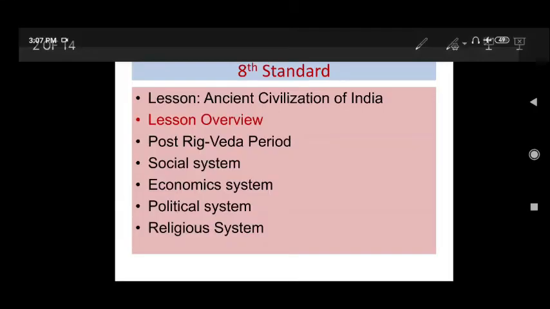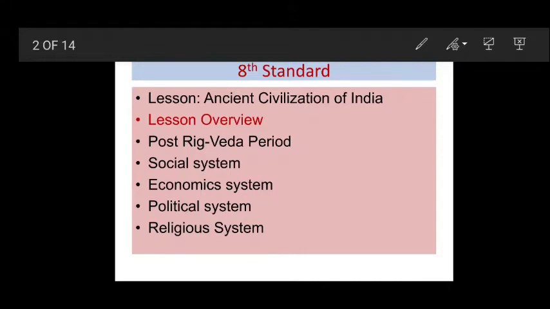Children, today's lesson is a continuation of the same lesson, Ancient Civilization of India. Lesson overview: the post-Rigvedic period, social system, economic system, political system and religious system.